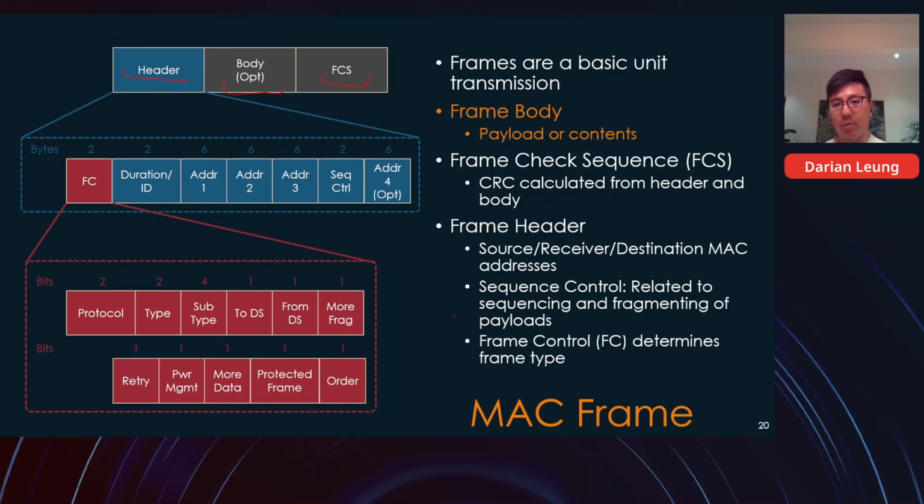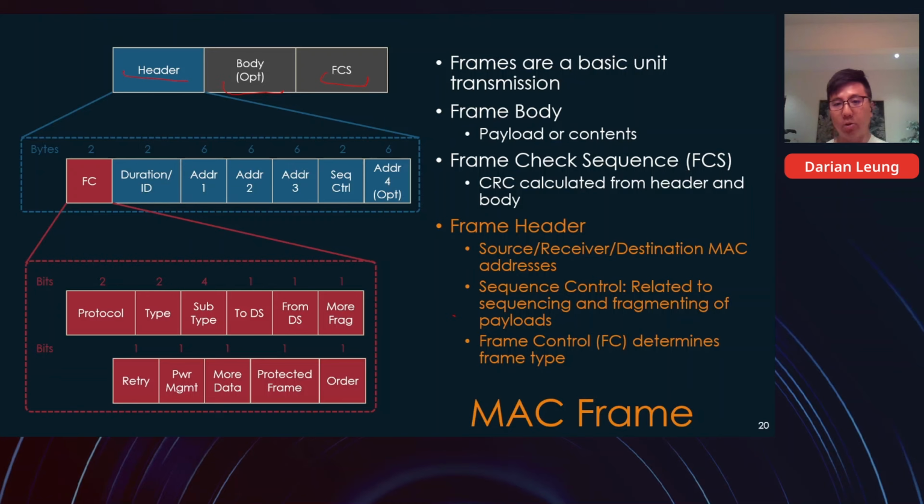The frame body contains the payload of the transmission. The frame body is optional as there are instances where the transmission contains no payload. The FCS is the checksum calculated based on the bits inside the header and the body. And the frame header contains metadata about the frame itself. For example, it has multiple MAC address fields to indicate the source, receiver, and destination of the frame.